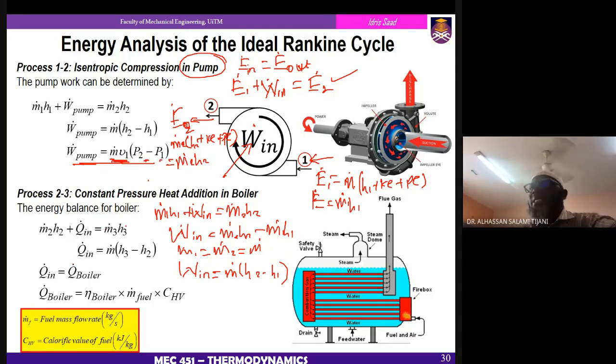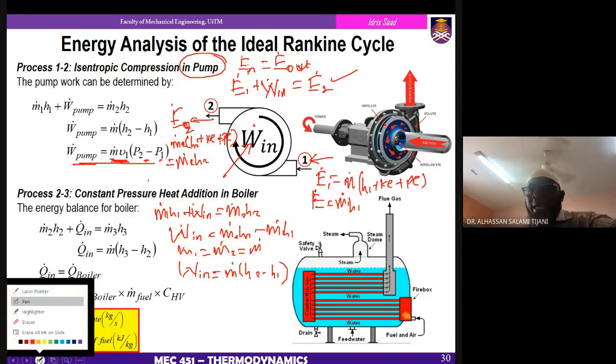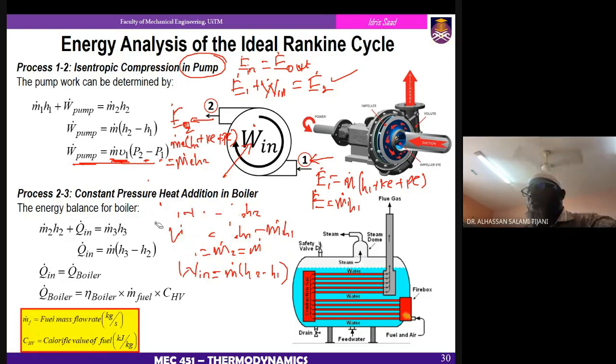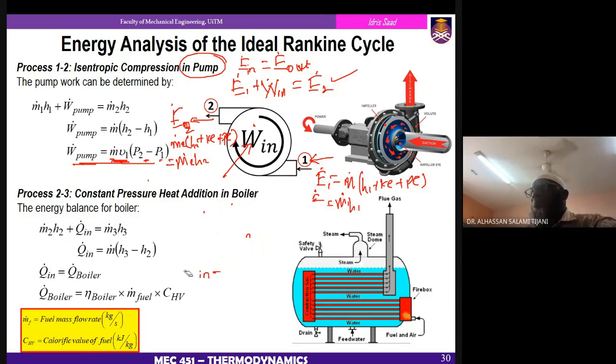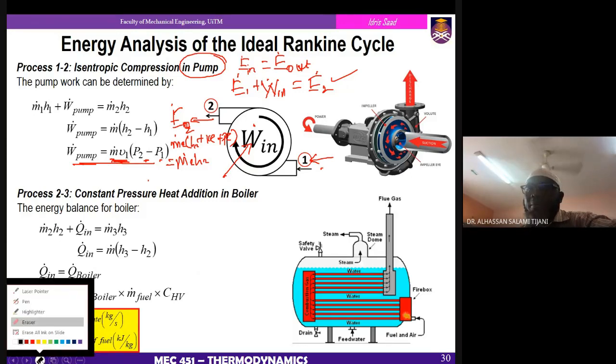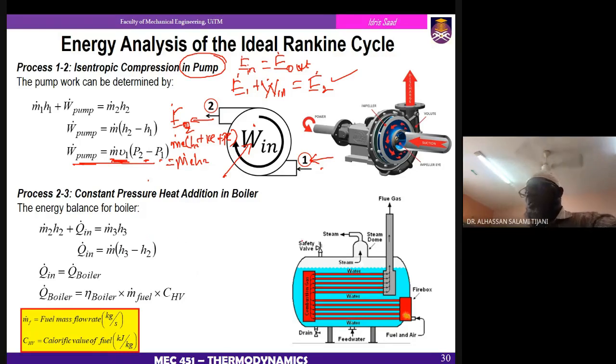Next, we look at the energy balance for the boiler. Also, this is not a new thing, we have done it already. So what is the boiler? The boiler is the device which is used to produce superheated steam that is used to operate the turbine. Similarly, the energy balance for the boiler can be expressed like this.